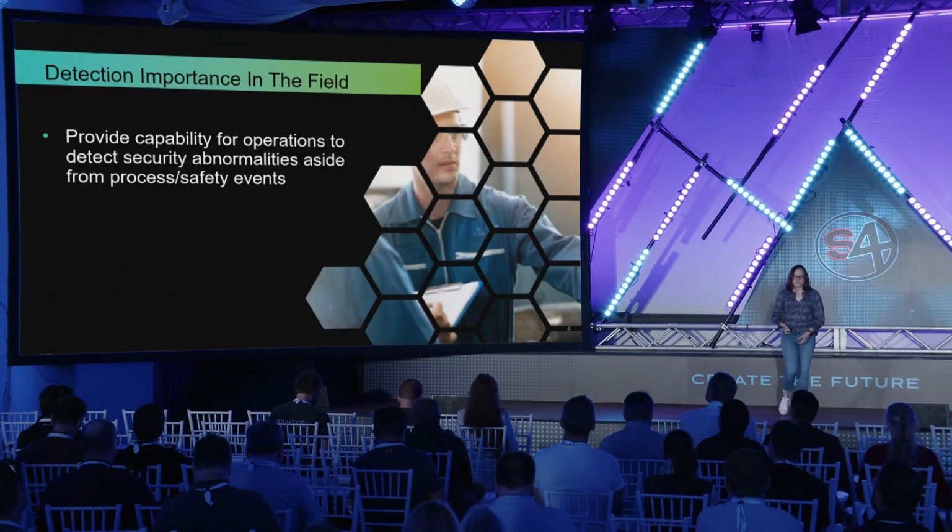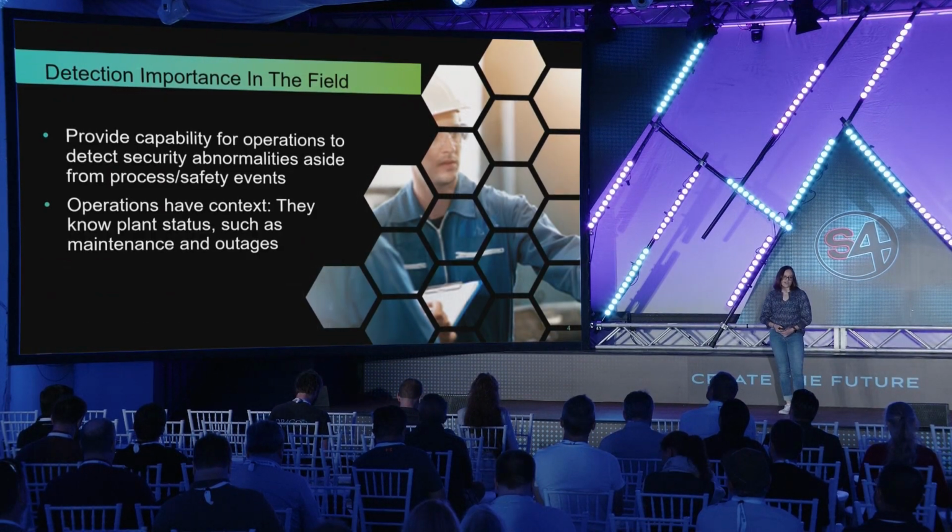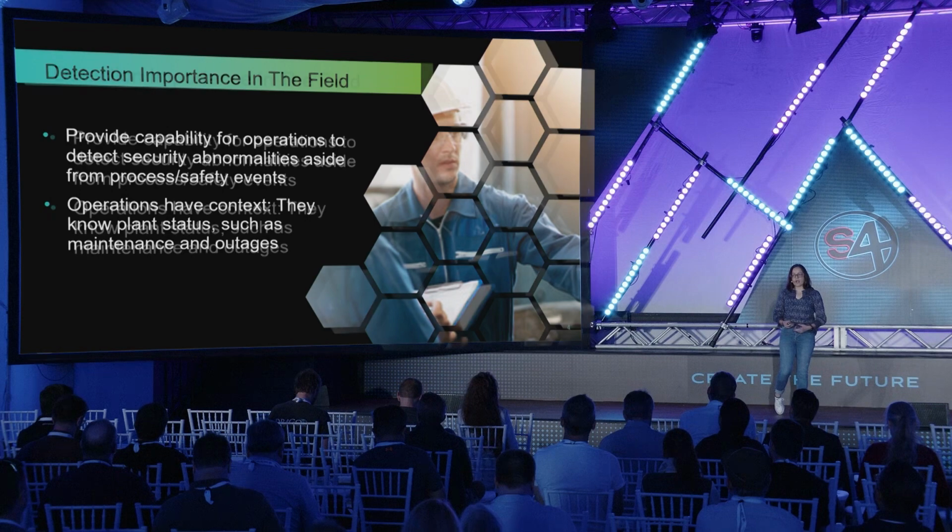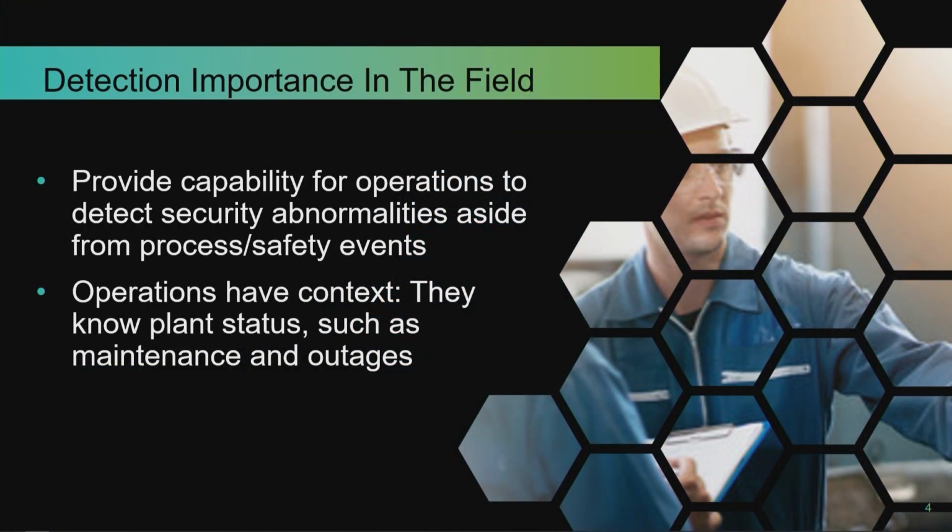So why is it important to have detection in the field? It is because the operations are our eyes and hands in the plant, so they will know when things are changing, if there is maintenance, or if there is a stop in the plant. If they see there is a download in the PLC, they will know whether the download is because of a job being done or if it is something else.